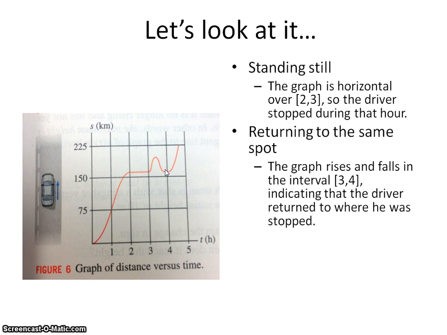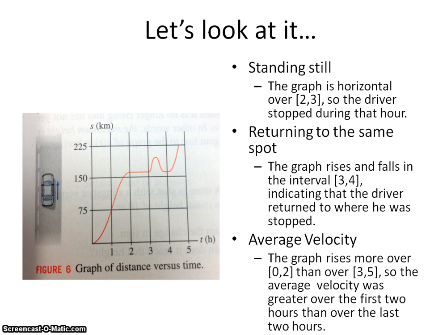And then the average velocity of the whole entire graph, it looks like the graph rises more over 0, 2 than over 3, 5. So the average velocity was greater over the first 2 hours than the last 2 hours.